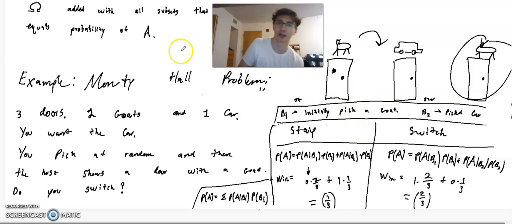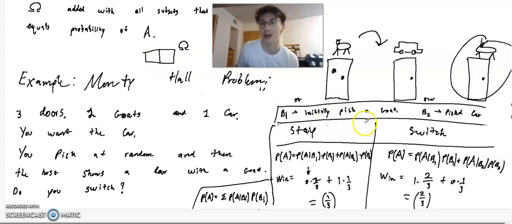Let's say we have a sample space omega, and we partition it with 2 cases. Either B sub 1, you initially picked a goat, which is 2/3 of the time, or B sub 2, you picked a car, 1/3 of the time. And there are 2 things you can do: switch or stay. So let's look at the law of total probability. We have 2 B's, so B sub i through B sub n is just B sub 1 to B sub 2, just 2 cases.